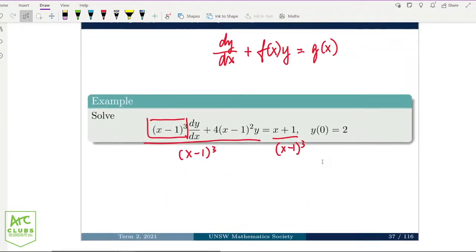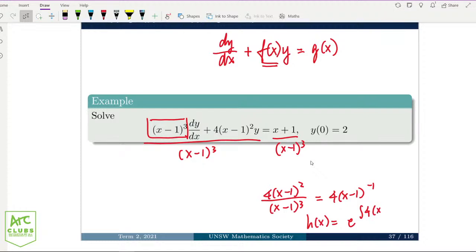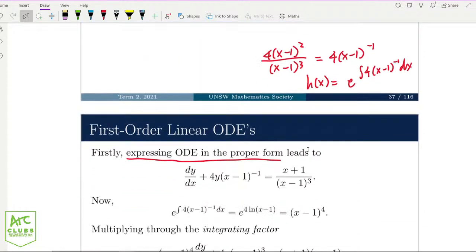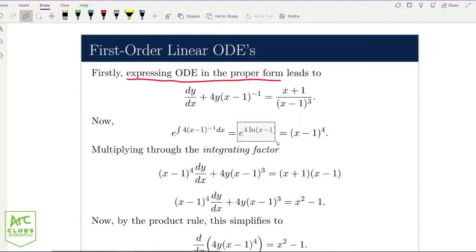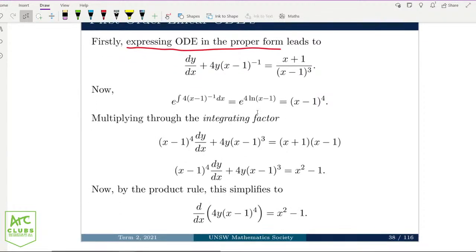So in this case, our fx is just equal to this. So essentially, our integrating factor h will just be equal to this, which just gives us the natural log of x minus 1. So once we have the integrating factor, things become a lot more easier.